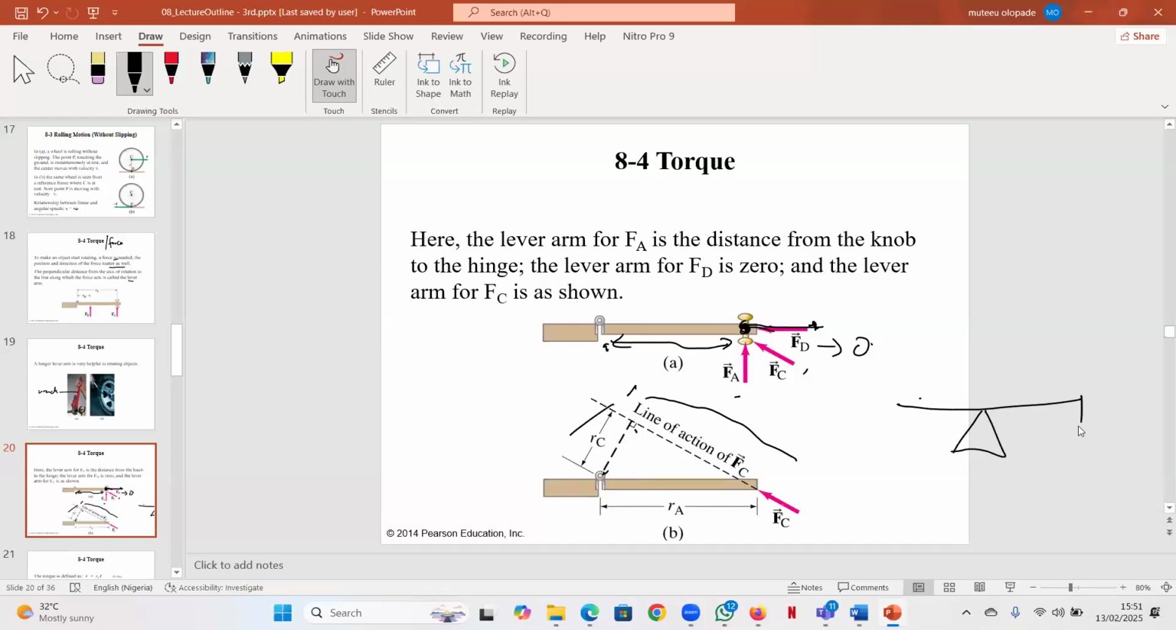An example: if you have this and you apply a force F here, this is a fixed point. There's also another force, F1, F2. Whichever is heavier, it tilts towards that side. If F1 is heavier, it tilts towards that side and comes down this way. So that is what we have here.